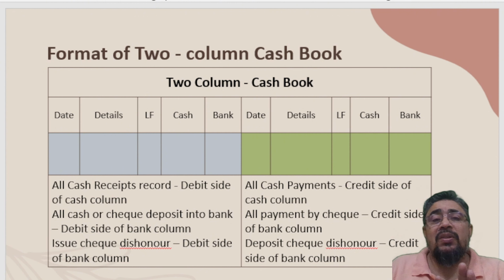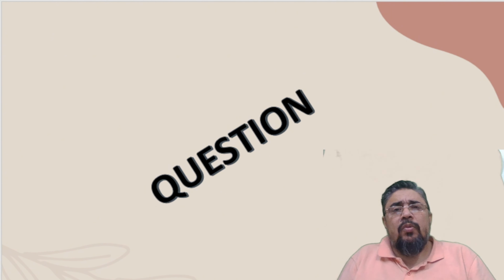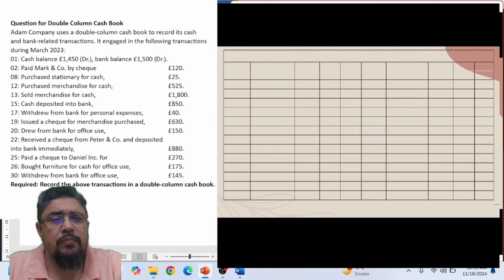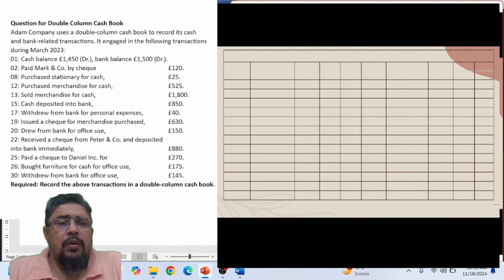Now you must remember these rules whenever we solve the questions. Let us take a look at a practice question for more clarity and better understanding of the double column cash book. Now this is the question for the double column cash book.